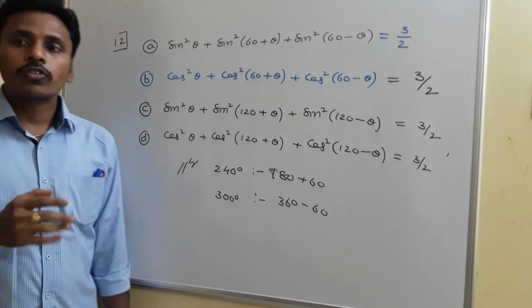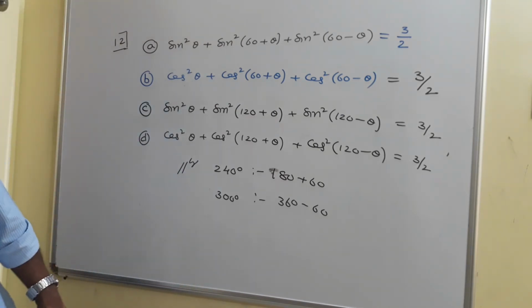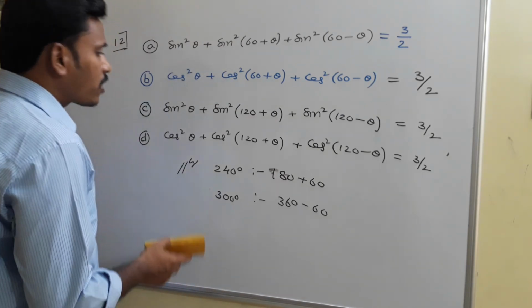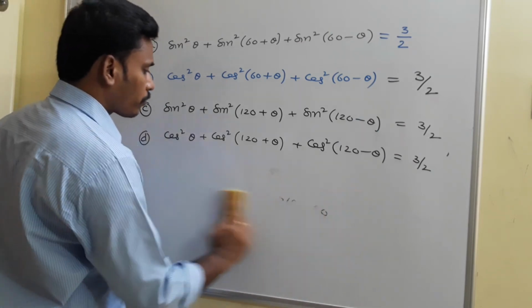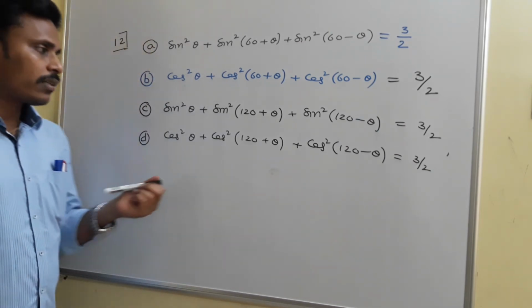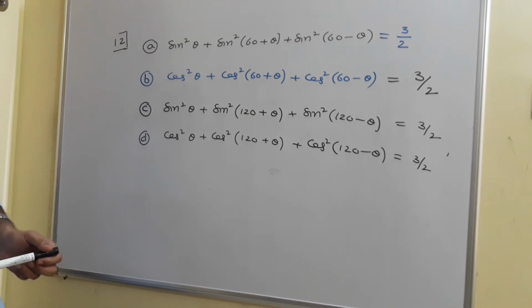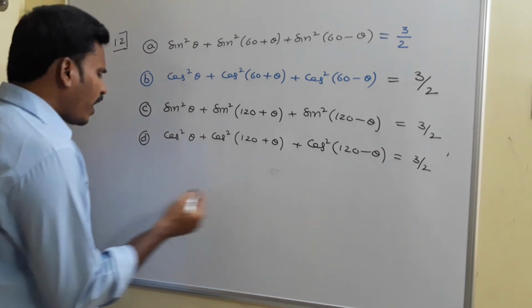Is it right? Based on these results, there are still some problems they may ask you to answer. Suppose, think about the last one: cos square theta, cos square of 120 plus theta, cos square of 120 minus theta. You can take anything as you wish.